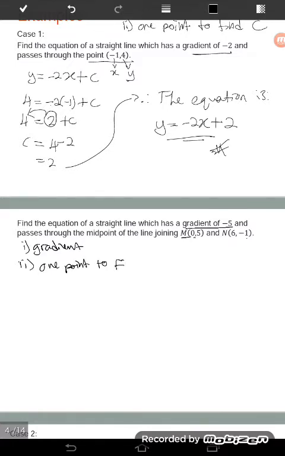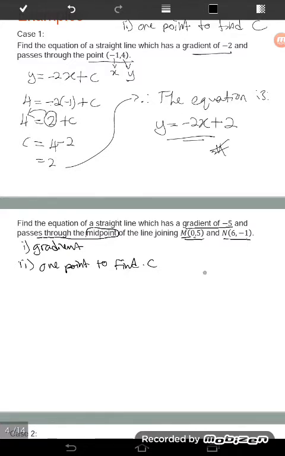To find C. Ada tak? Okay, so ada tak point untuk cari C ni? Yang ni, M and N. Boleh guna? Tak boleh. Okay. So MN ni point yang lain. Okay. So point yang melalui garisan tu adalah this one, passes through the midpoint. Okay, so midpoint ni yang akan melalui titik, melalui garisan tersebut.